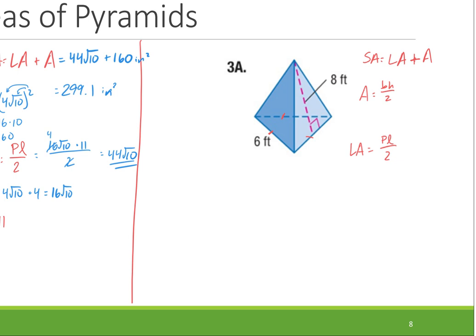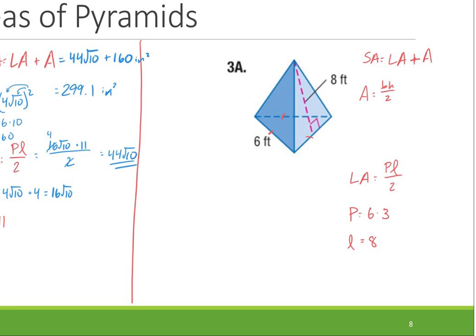So that means I need perimeter of my base, slant height divided by 2. There's a lot of things that I need right now. Let's see if I'm given anything. I have 6 as a base edge, and I have 8 as my slant height. So that's going to make my lateral area nice and easy.